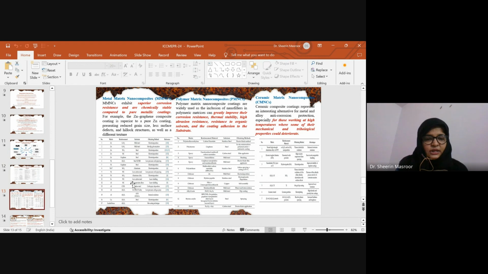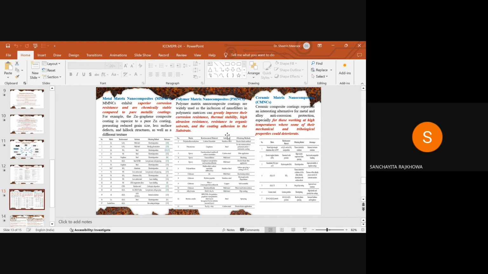The picture is depicting a table where we have a matrix of metal, and these reinforced materials are produced, and the substrate, what metal we have protected, and the process of chemical deposition, how they are deposited over the metal. So we have seen that zinc graphene composite coating is superior over the coating which has been derived only from zinc to protect a metallic structure.